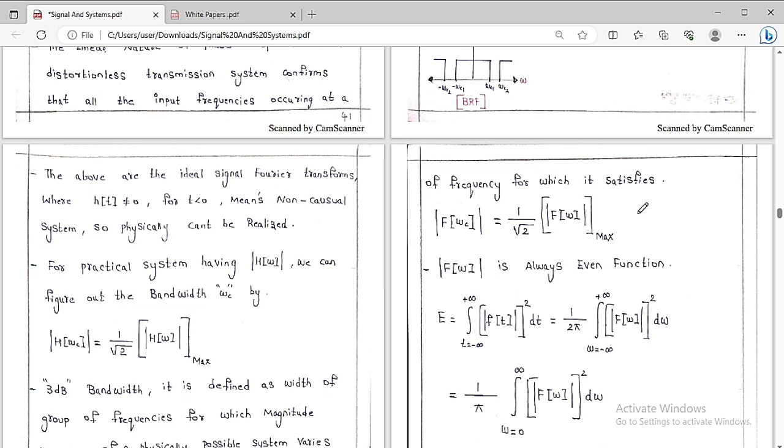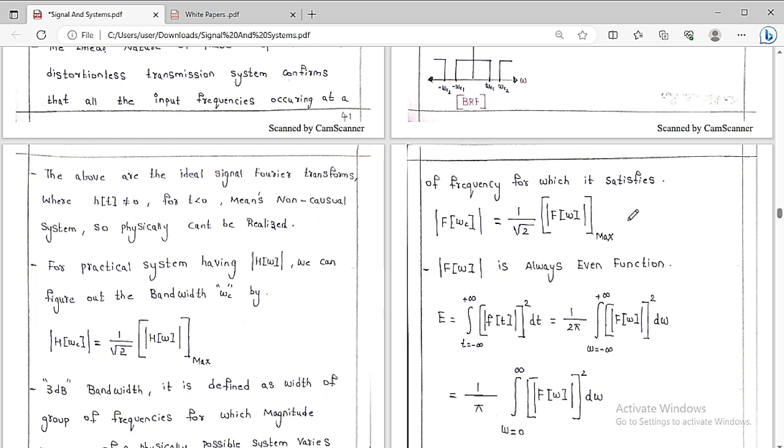The property is the same. So the 3 dB bandwidth is nothing but the total collection of frequencies until which the magnitude of H of omega is equal to 1 by root 2 times the magnitude of H of omega maximum value.